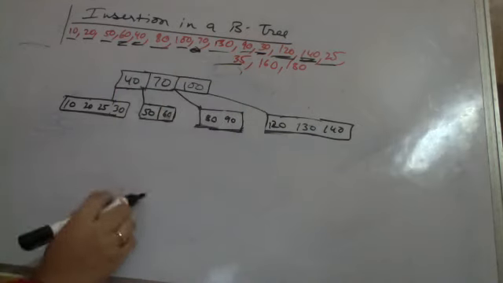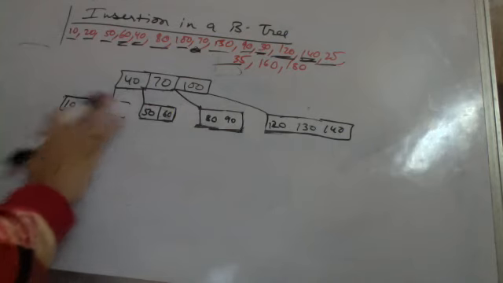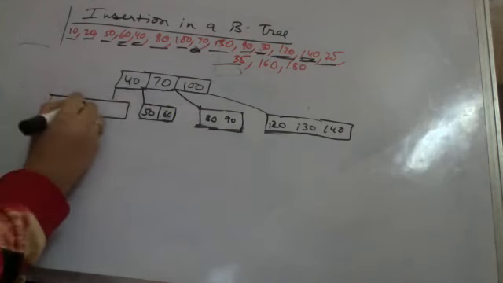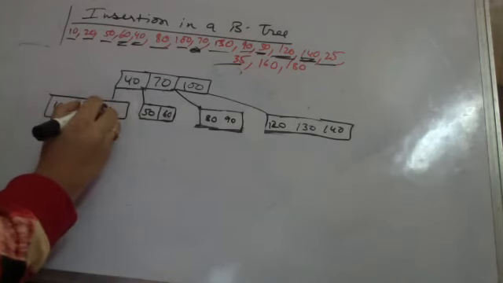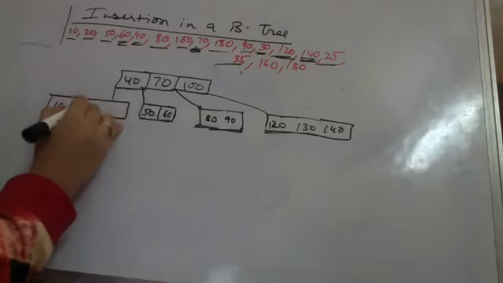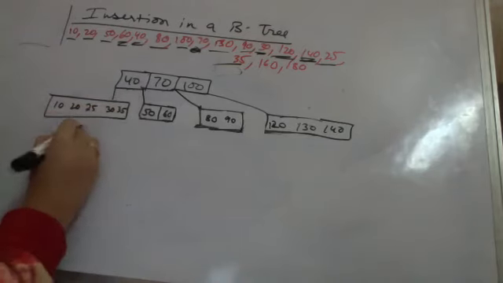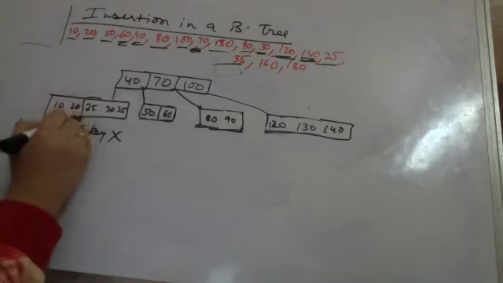I am inserting a 35. Now 35 is still less than 40, greater than 30. Now when I am inserting 35, so what is happening is 10, 20, 30. I'm sorry, 25 was also there. 25, 30, and then 35 is coming. Now there are 5 keys, which is not allowed. Do the same. Break from the median.